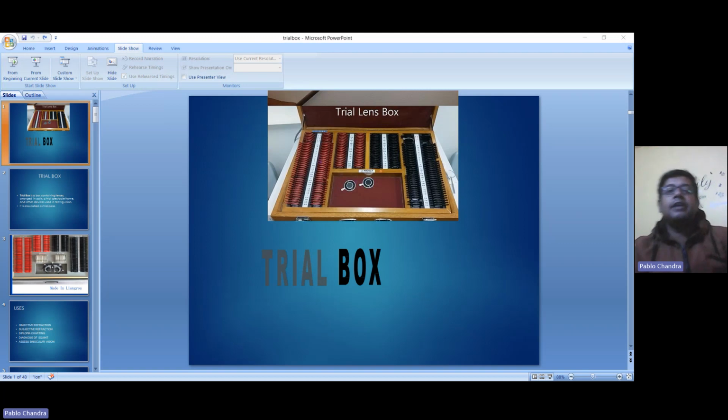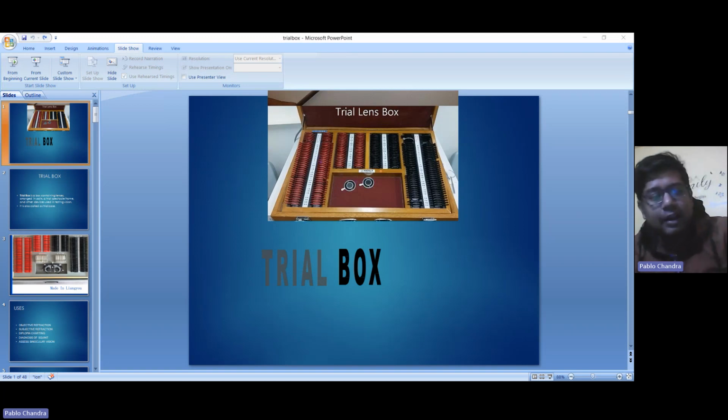Next is the stenopeic slit. You can see there is a slit in the black disc. It is used like a pinhole, but with a slit of 1 mm, to find out the cylindrical axis, and also to check halos. To allow a strip of light to pass through the cornea, you need to use this stenopeic slit.